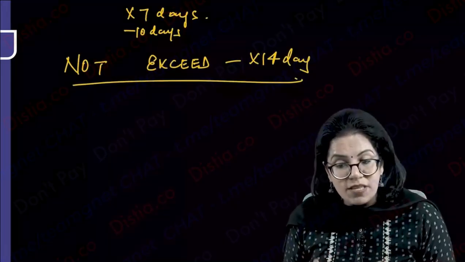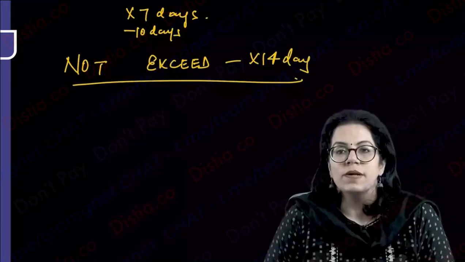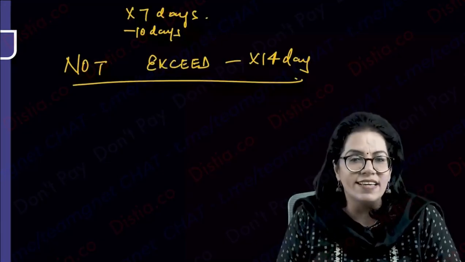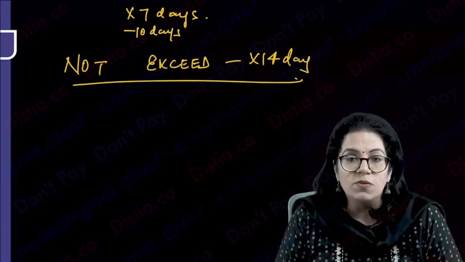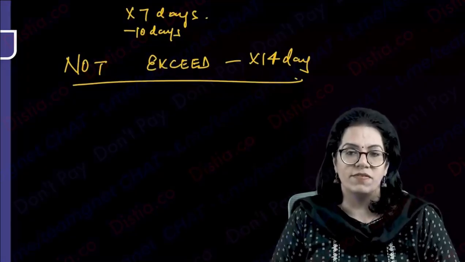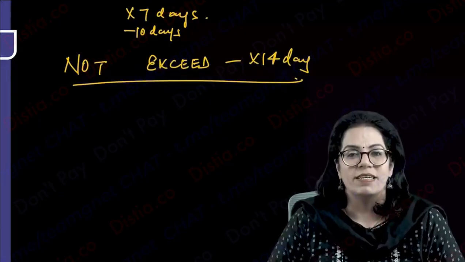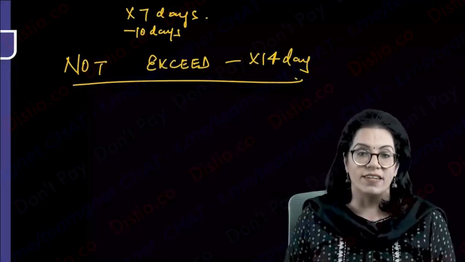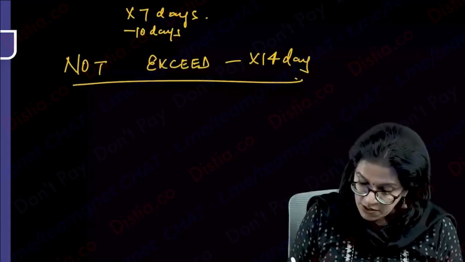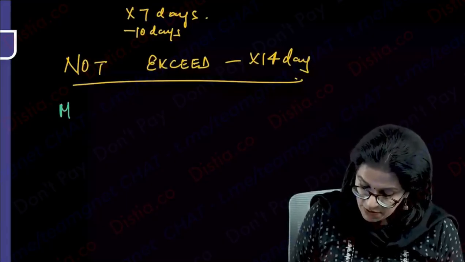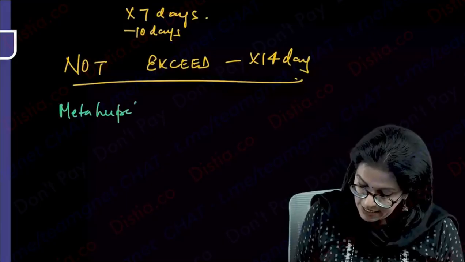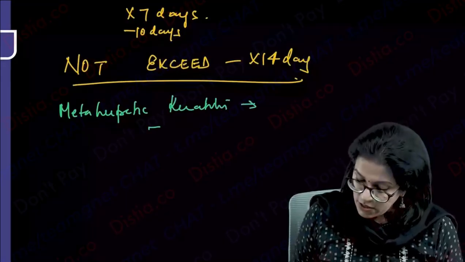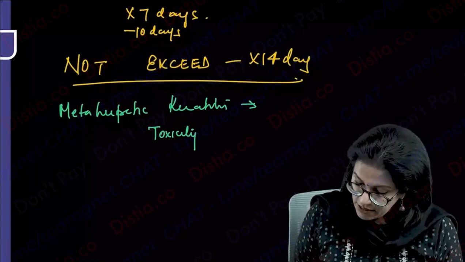What will happen if it exceeds more than 14 days? You may see that the ulcer is still not healing and the patient is just confused. What is happening? Why is this drug not working? But actually the ulcer is not healing because of toxicity of the drug. This condition, again very important for you all, is called metaherpetic keratitis. So what is metaherpetic keratitis? Ulcer is not healing due to toxicity of antivirals.